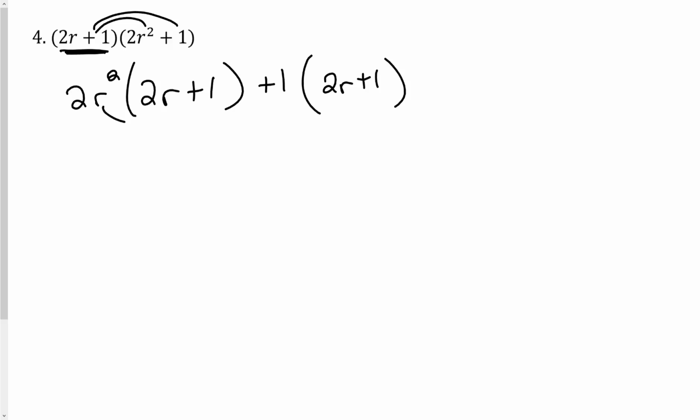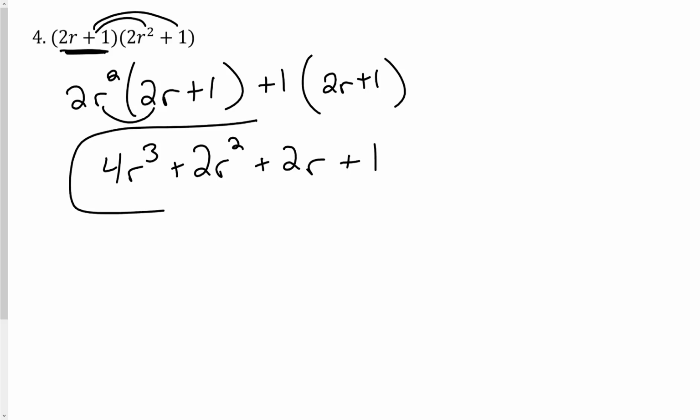2r squared times 2r is 4r cubed, plus 2r squared, plus 2r, plus 1. There's no like terms to combine, and that's written in standard form. Remember that in standard form, the exponents decrease in power.